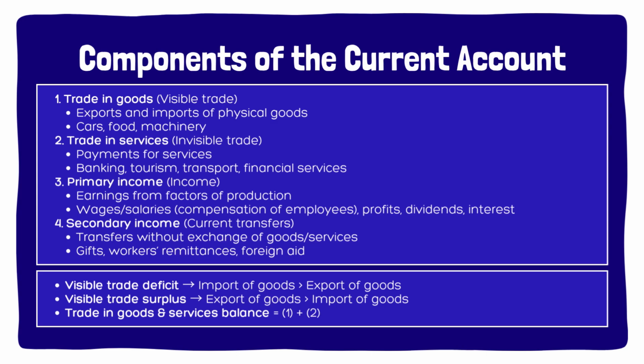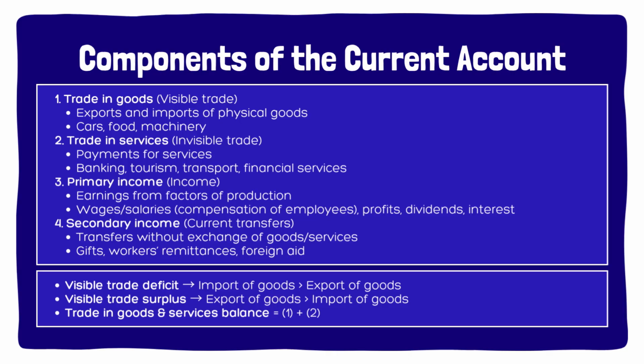The third component of the current account is primary income, which includes wages, salaries, profits, dividends, and interest earned from abroad, minus the income paid to foreigners. For example, profits sent back to the home country by multinational companies are recorded as debit items, while dividends earned from foreign investments are credit items.